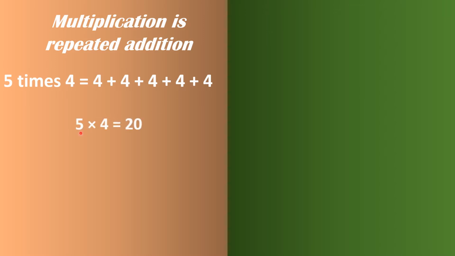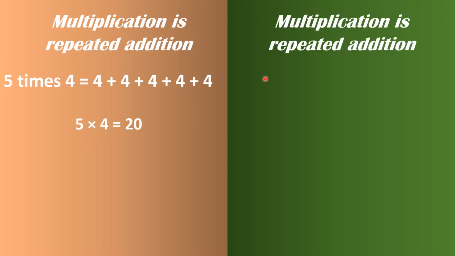We have understood that multiplication is repeated addition. How? Like this, 5 times 4 equals 4 plus 4 plus 4 plus 4 plus 4. And we can write it in the form of multiplication like this, 5 multiplied by 4 equals 20. 5 fours are 20.